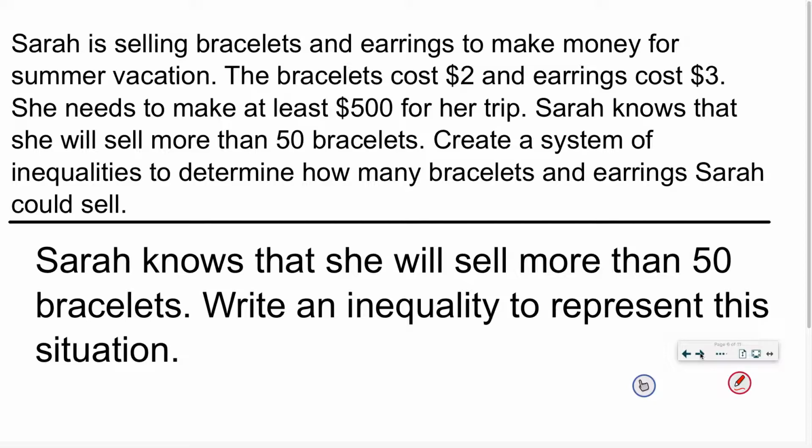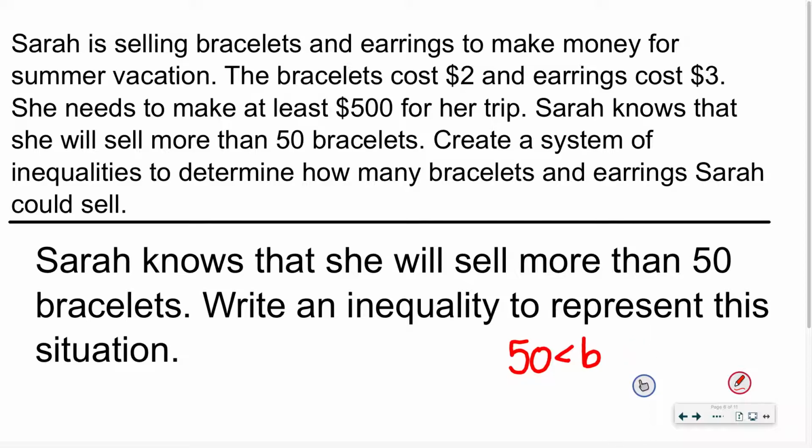Can we write an inequality to represent that statement, that she knows she's going to sell more than 50 bracelets? Yes. Someone else want to come up with an inequality to represent selling more than 50 bracelets? 50 is less than E plus B. 50 less than B plus E. Do we agree? No. You only said bracelets. She only said bracelets, so she needs to sell more than 50 bracelets. So what don't I need here? The E. I don't actually need the E.